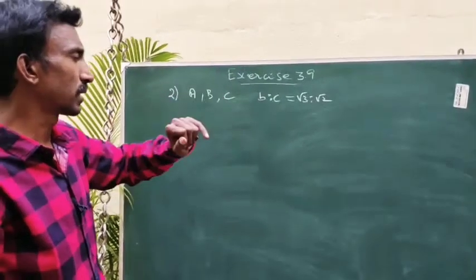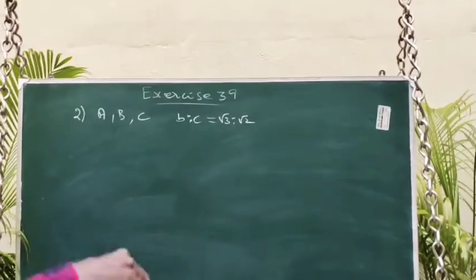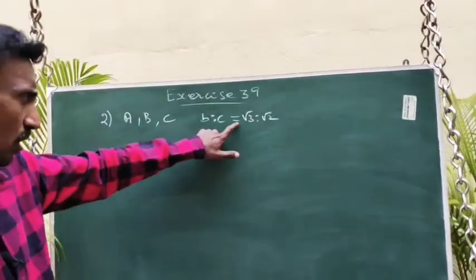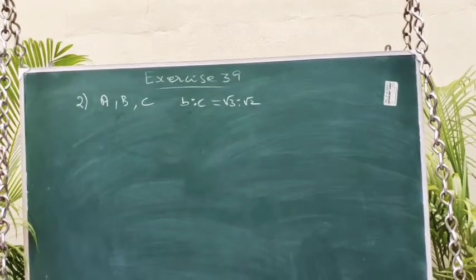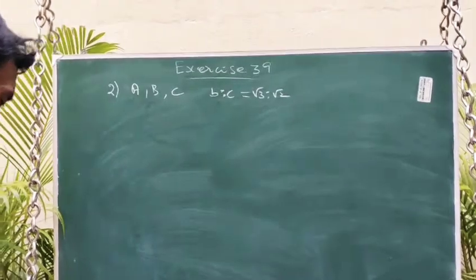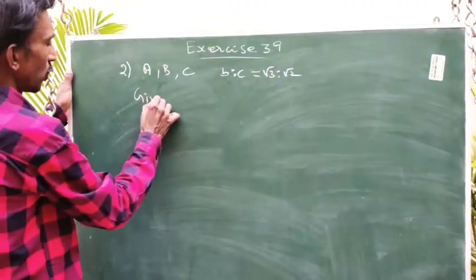Question number 2 in the exercise 3.9. The question is, the angles of the triangle ABC are in arithmetic progression, and if b is to c equal to root 3 is to root 2, the sides b and c are in the ratio root 3 is to root 2. Find angle A. That is the question. Listen, my dear student.